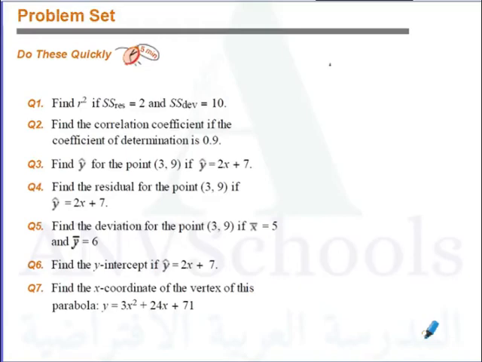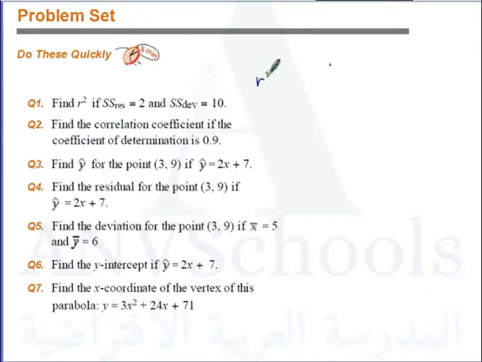Now let us do some problem sets on lesson 3-5. So again, we have quick problems. Question number 1: find r square if SSres is equal to 2 and SSdev is equal to 10. It's quite easy.